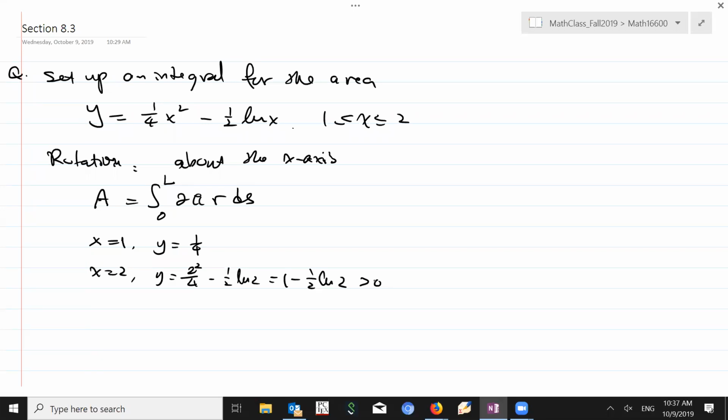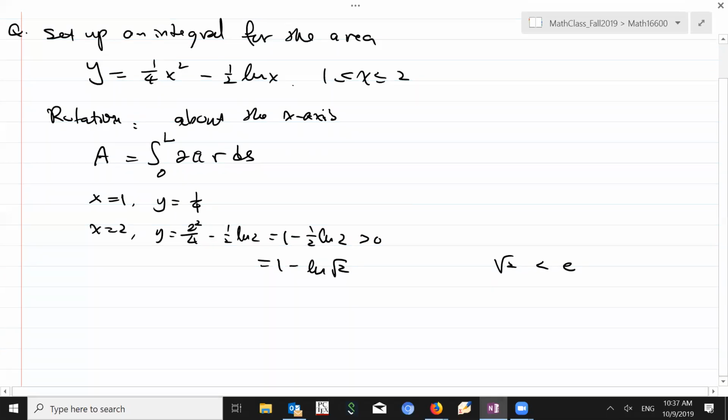The reason is, this is actually 1 minus the natural log of square root 2, right? And the square root of 2 is a number less than e. Natural log of e is going to be 1. So natural log of square root 2 is less than 1. So 1 minus a smaller number is positive.